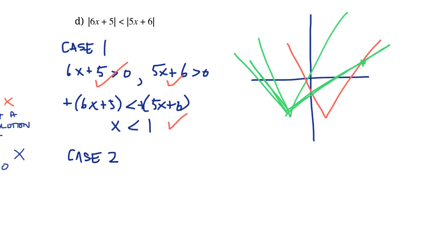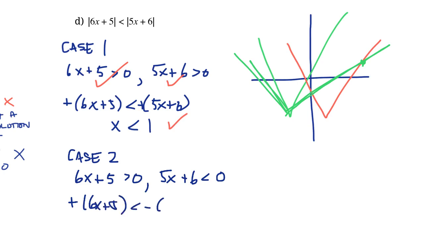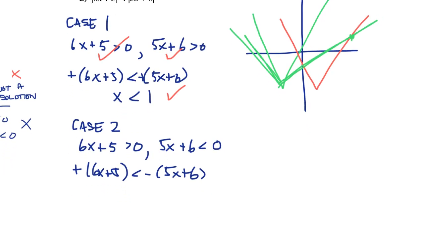Let's say case 2 is where the first one is positive again and the second one is negative. So 6x plus 5 is greater than 0, but then 5x plus 6 is less than 0. So plugging this in, again, we're just making the first part positive. So positive 6x plus 5 is less than negative 5x plus 6, right? To simplify that, we're going to get 11x is less than 5, bring that to the other side, negative 5 and negative 6 is going to give us negative 11. Dividing, x is going to be less than negative 1.